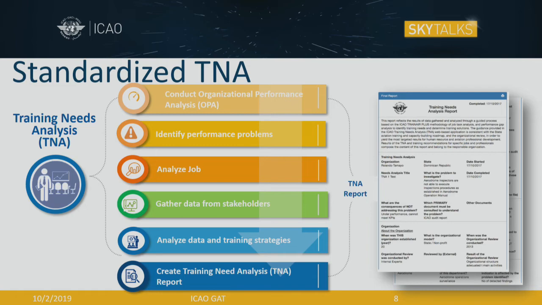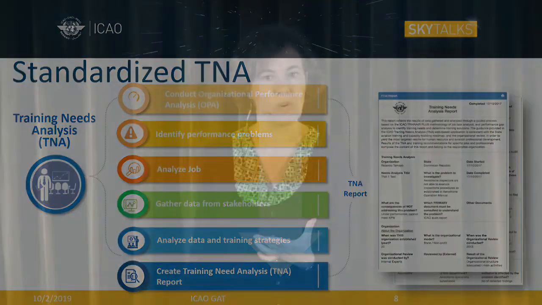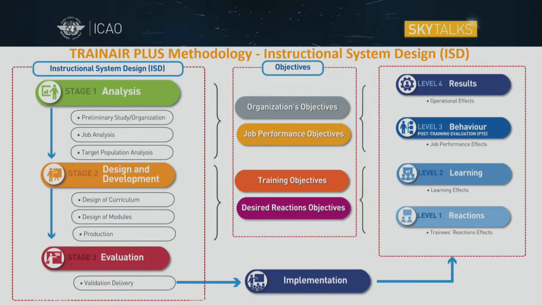And at the end of this process, a report is generated that summarizes the information that was collected during the process, and there's a recommendation. It points you towards the ICAO training catalog, into the specific area where you might find the course that matches the need that has been identified, or the Aviation Training Education Directory. And if in neither of these places you're able to find a course, you would be directed towards the Trainair Plus methodology for instructional systems design methodology for developing competency-based training.